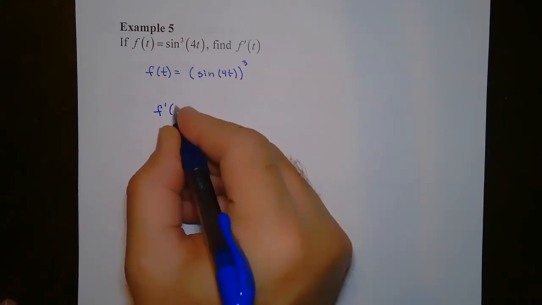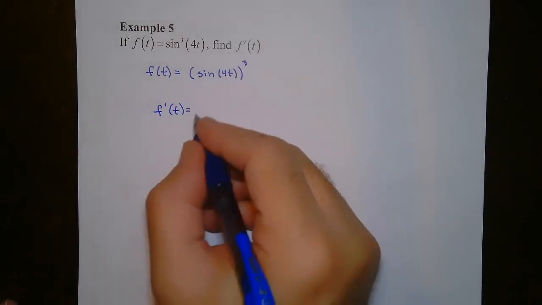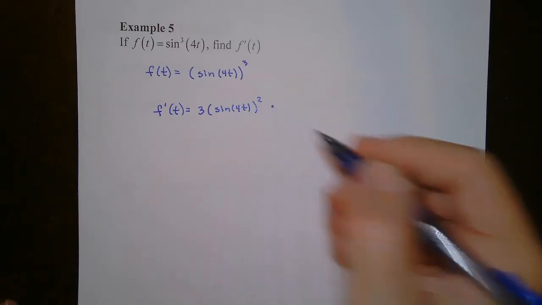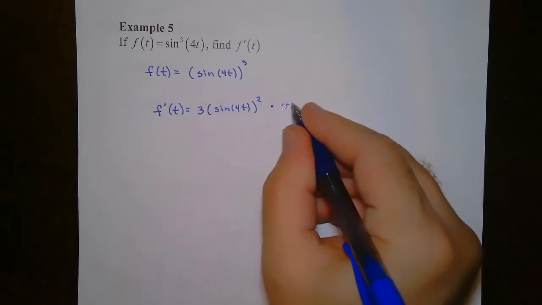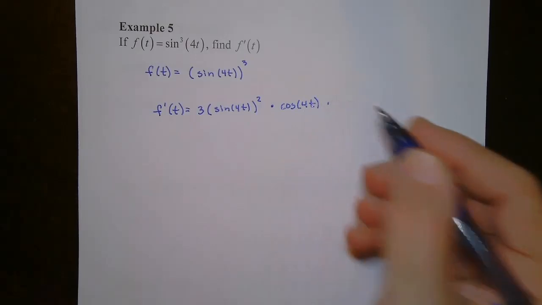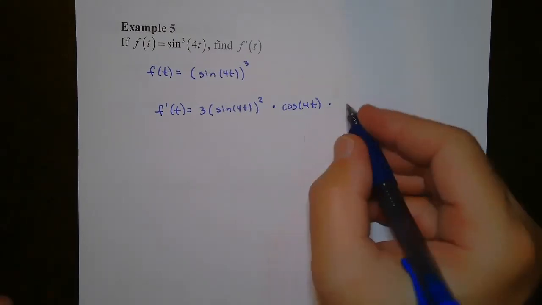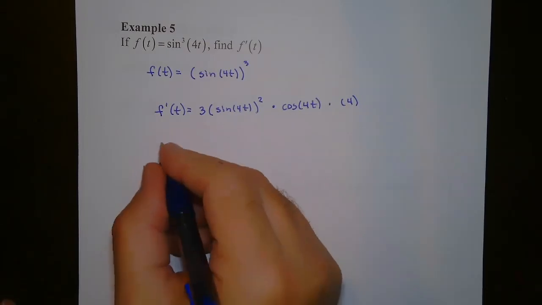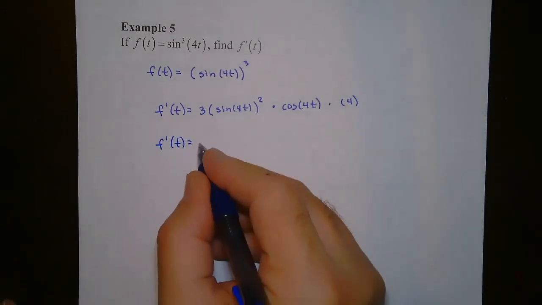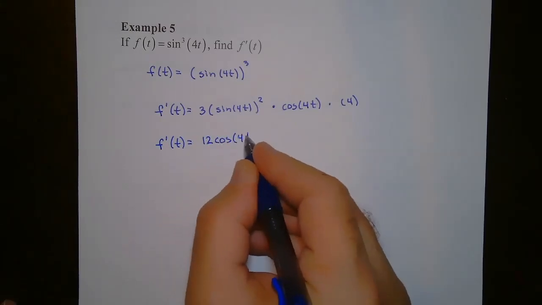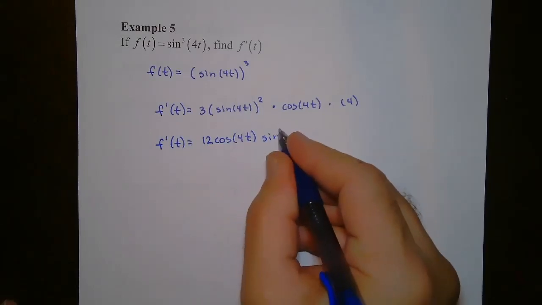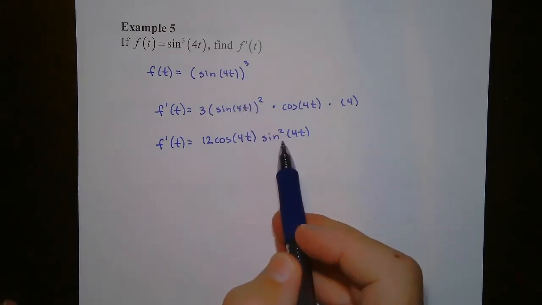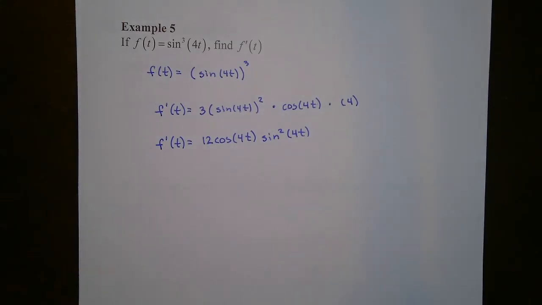So the derivative f prime of t would be the derivative of this power function, so 3 times sine of 4t squared, and then times the next inside function, the sine, so that'd be cosine of 4t, and then times the derivative of this inside function, which would be 4. So we have 3 times 4 times cosine 4t, that'd be 12 cosine of 4t. So f prime of t is equal to 12 cosine of 4t times sine squared of 4t, because we're taking it back to this way of writing it. This and this mean the same thing. And that's the derivative of sine cubed of 4t.